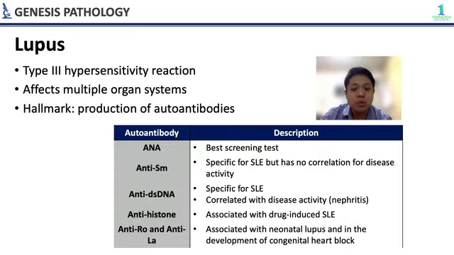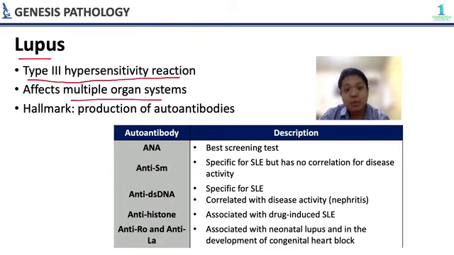So, let's go to the most prominent autoimmune disorder, which is lupus. It is a type 3 hypersensitivity reaction that affects multiple organ systems. Its hallmark is a production of autoantibodies. Let's go through some of these. Yung ANA is the best screening test for lupus. Yung anti-Smith naman, it's more specific for SLE but it has no correlation for disease activity.